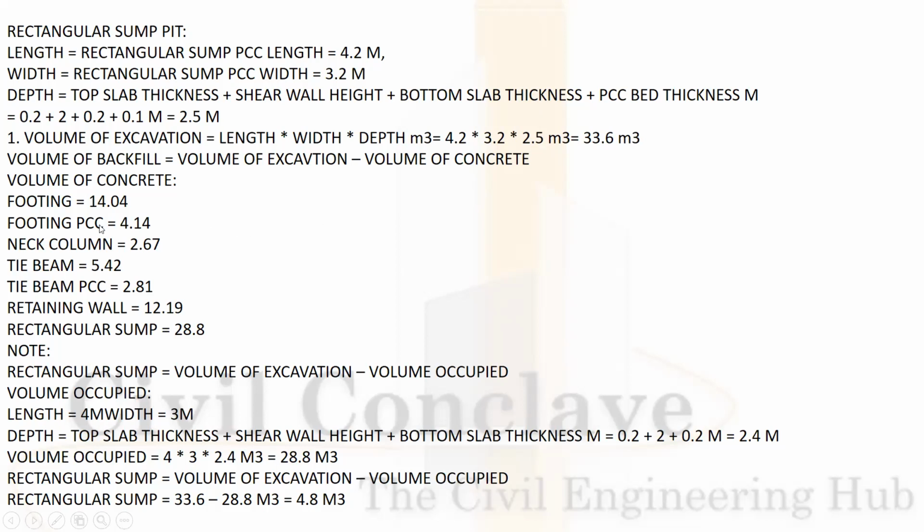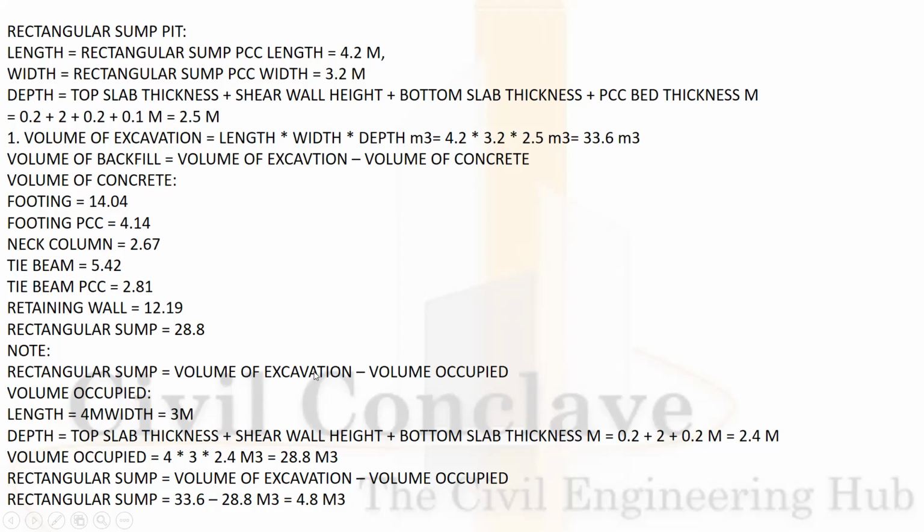Volume of the backfilling will be volume of the excavation minus volume of the concreting. Volume of the concreting: footing is 14.04, footing PCC 4.14, neck column 2.67, tie beam 5.42, tie beam PCC 2.81, retaining wall 12.91, rectangular sump 28.8. How do we derive the calculation? I will tell you now.